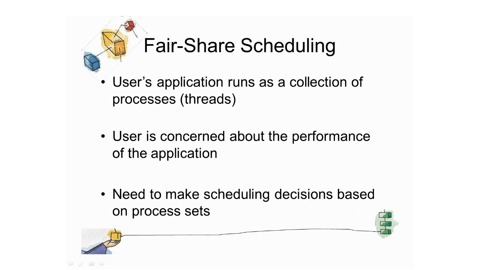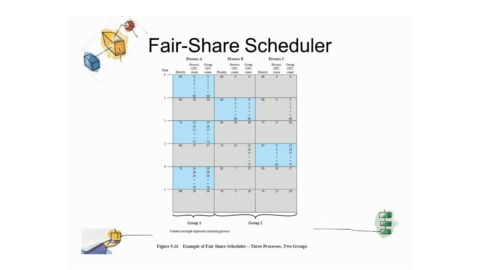And now about fair share scheduling. A user's application runs as a collection of processes or threads. The user is concerned about the performance of the application. We need scheduling decisions based on process sets. Use the fair share scheduling table.